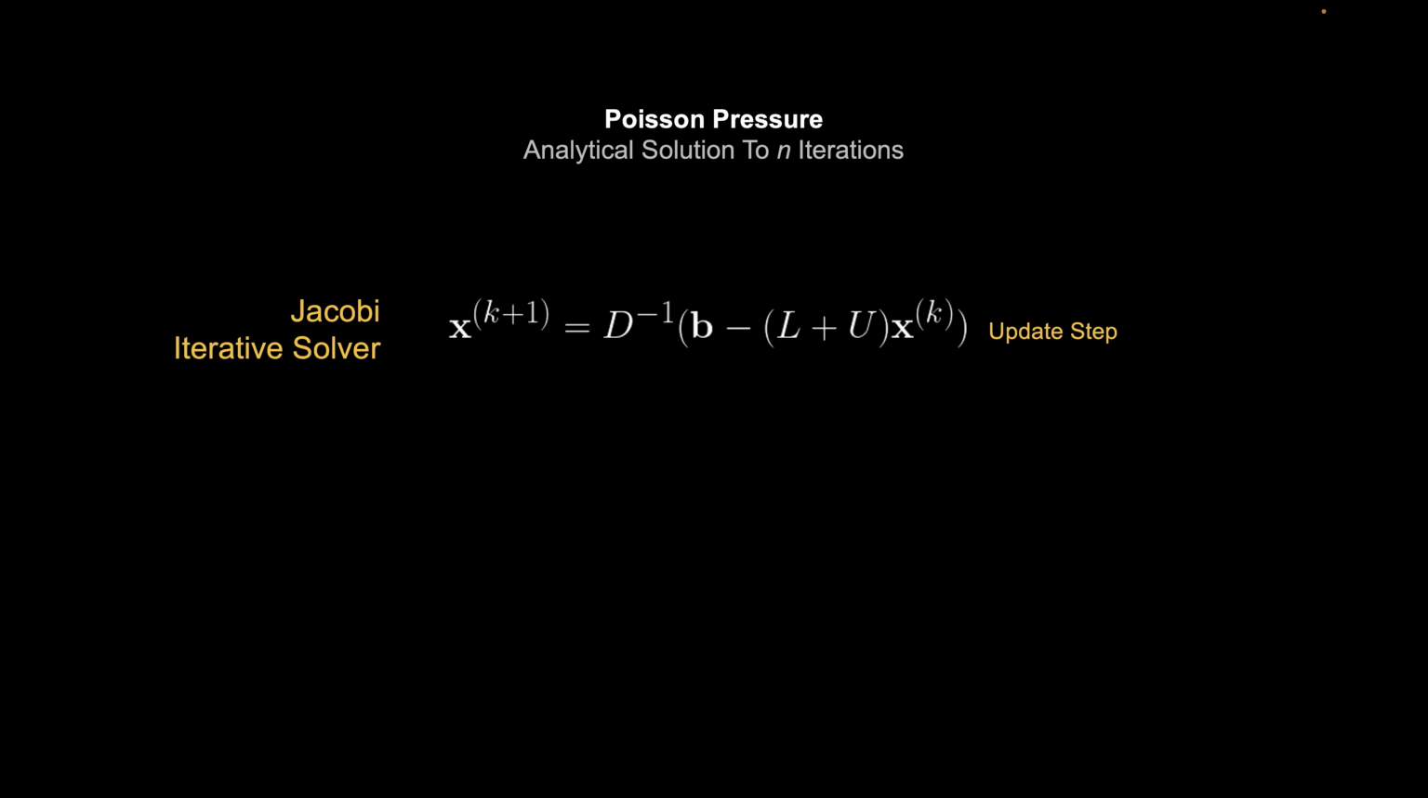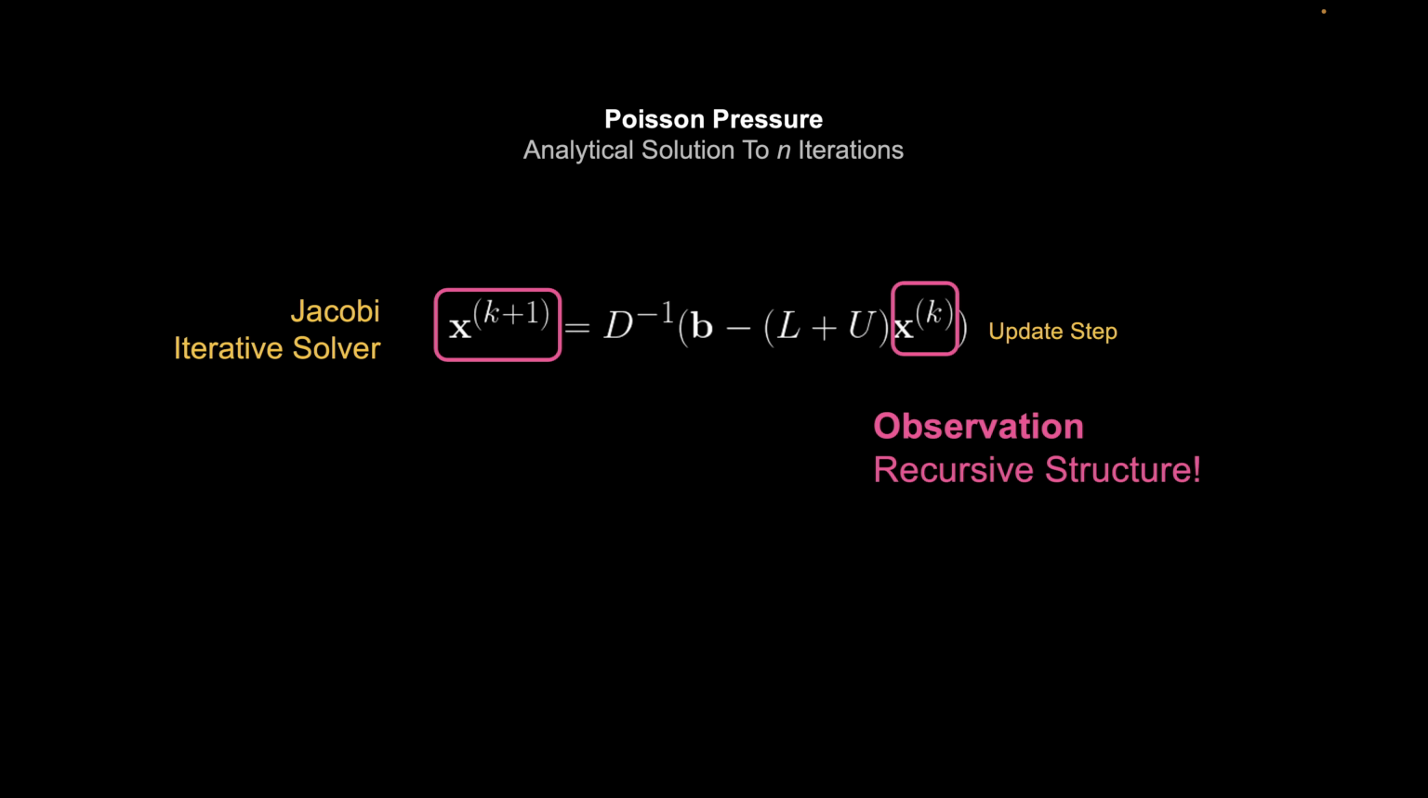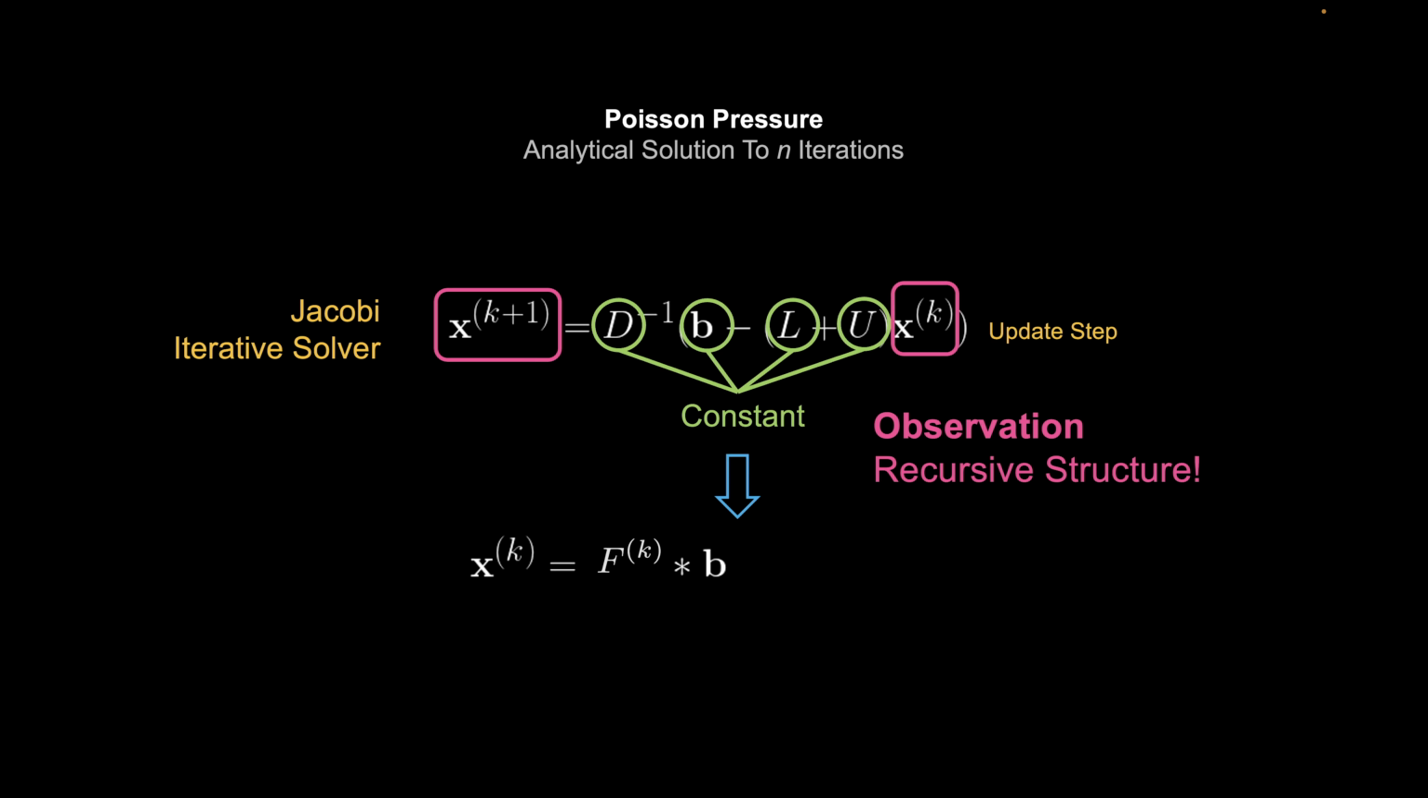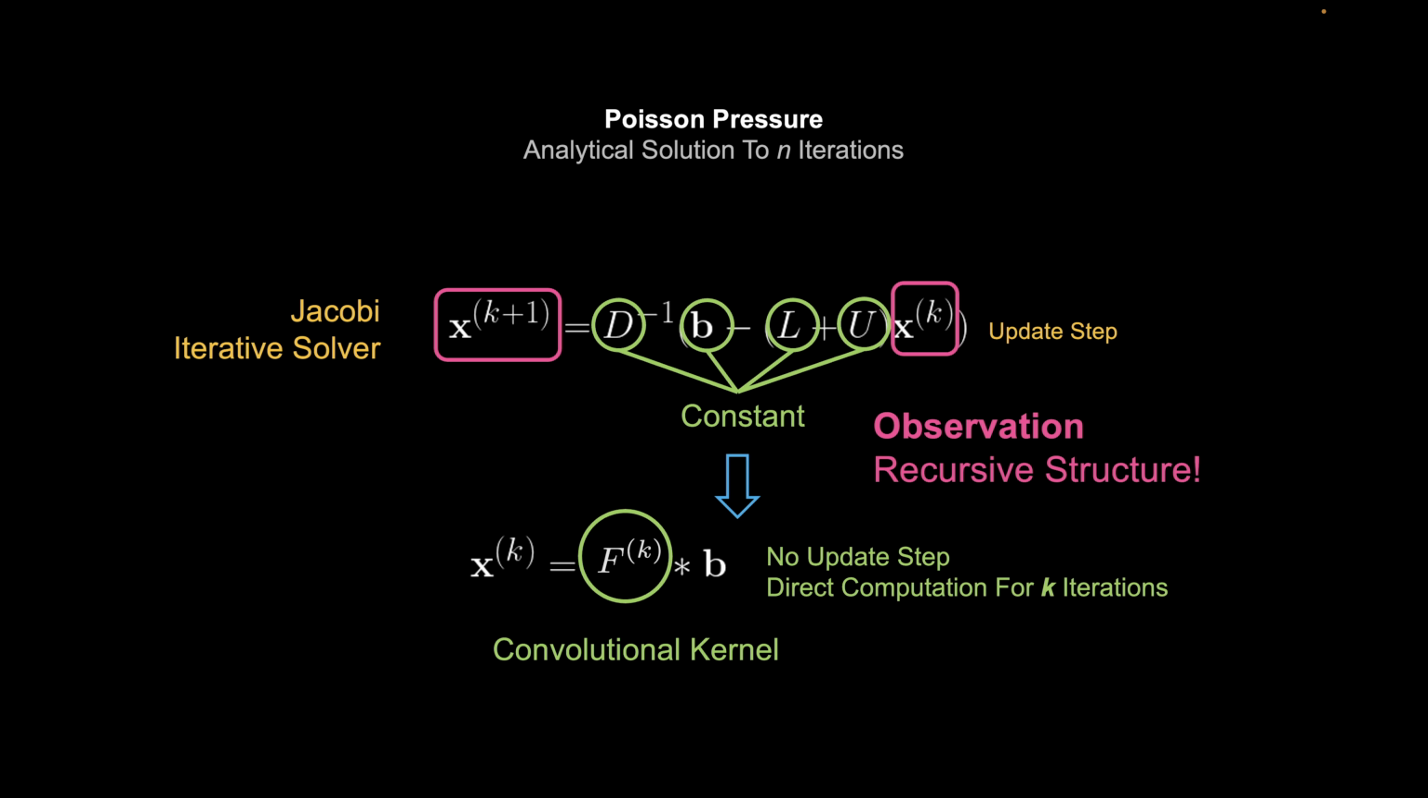If you look closely at the update step, you would notice a recursive structure where x k plus 1 always depends on its previous value while everything else remains constant. So we can analytically compute a convolutional kernel that exactly matches the target Jacobi iteration of k, that gives us the corresponding solution x k, which is the solution after k Jacobi iterations. B here is the right-hand side in the linear system Ax equals b. So this way, we effectively replace the iterative solver with one-shot convolution.